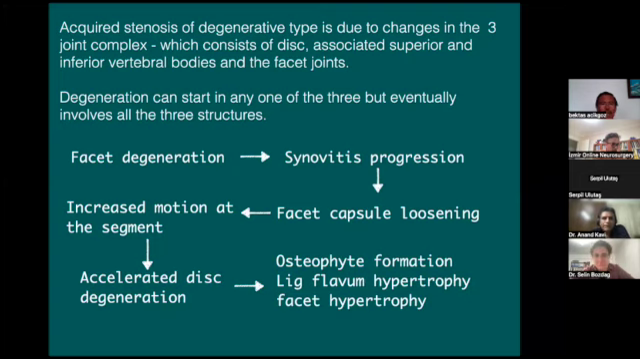If you see the schematics, it could be starting with facet degeneration. It progresses to the synovitis stage, and then there is facet capsule loosening. This increases micromotion and mobility at the segment, which creates excess stress on the intervertebral disc, and there is accelerated disc degeneration. Finally, our body tries to stabilize that segment by forming osteophytes. There is ligamentum flavum hypertrophy, even mineralization and calcification of the ligamentum flavum, and facet hypertrophy.